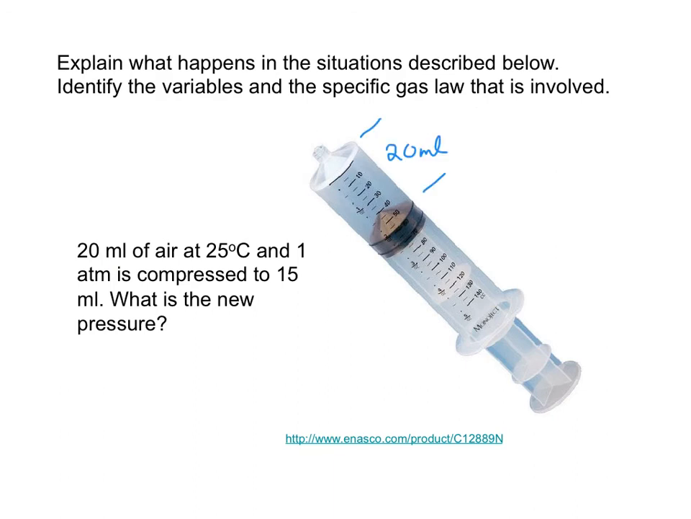You have 20 mL of air at 25 degrees Celsius and 1 atmosphere pressure. So air doesn't escape, you plug the tip. You compress the gas to 15 mL. Stop the video and figure out the new pressure. And the answer is: as the volume drops, the pressure increases.